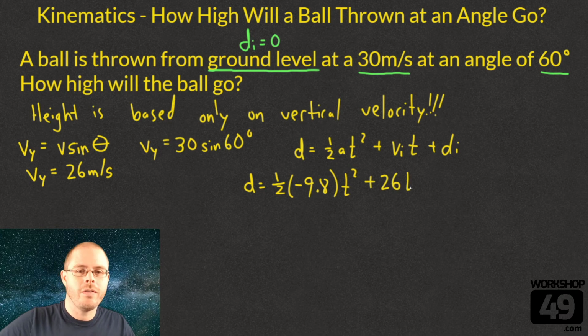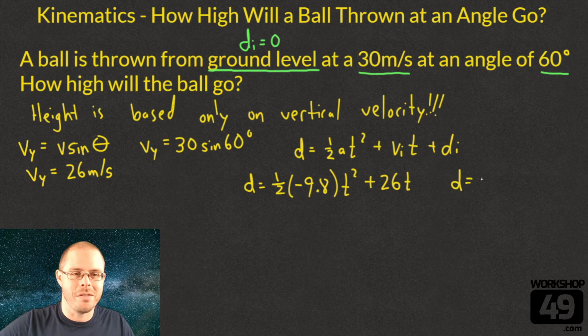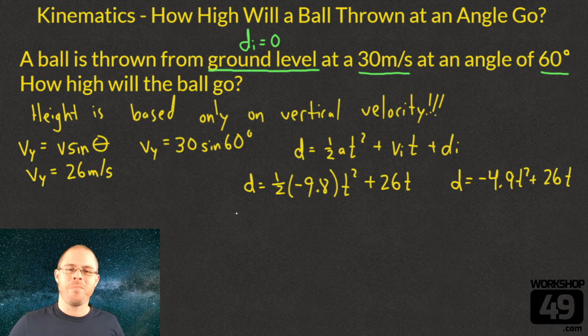This is a vertical velocity question. We need the vertical velocity. And because I was kind and said it was at ground level, the d_i just disappears because it's 0. We can clean this up a little bit, and it just becomes d is equal to negative 4.9 t squared plus 26t. We got a nice little equation.